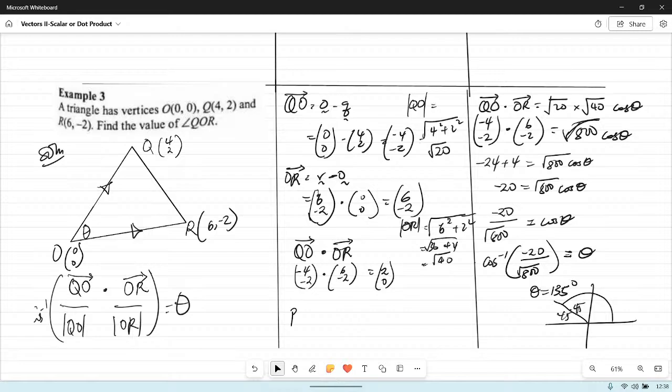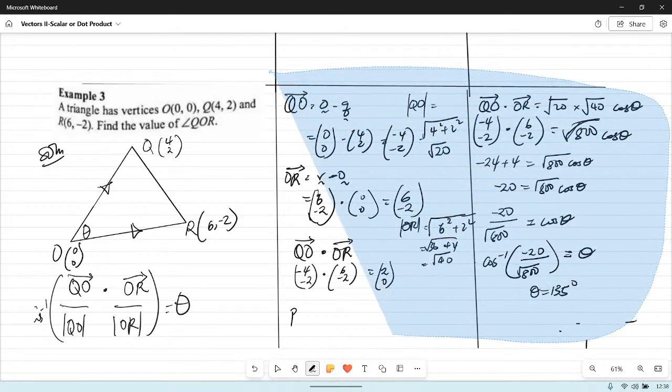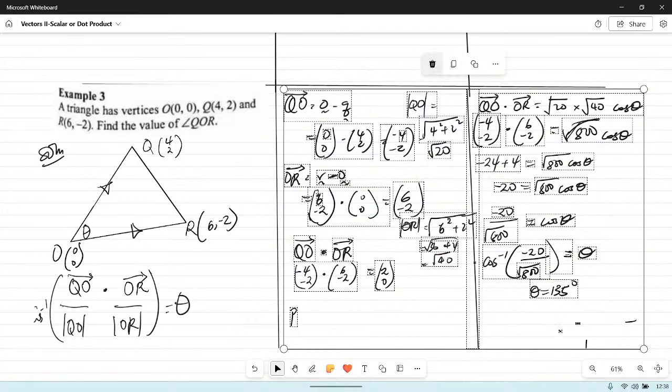Let's see. So this is that way, the one I'm saying. I put my head downwards. That's why I'm tired early.